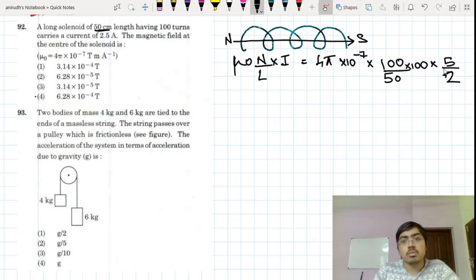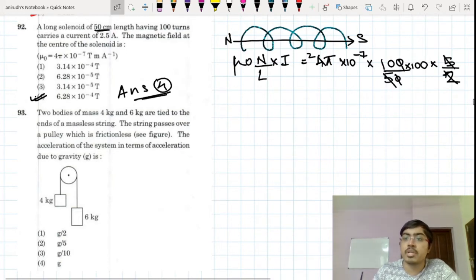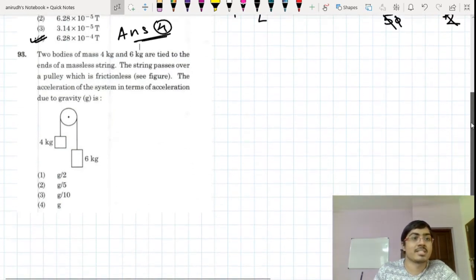Now this is a very easy calculation. 2 2s are 4, this is cancelled off. 5 and 5 get cancelled off. So this will be 2 into 3.14, 6.28, into 10 raised to minus 4 Tesla. So the answer for this question is option 4. It's a direct, straightforward formula based question. The only thing is that you need to have a good grasp on the concepts of physics.